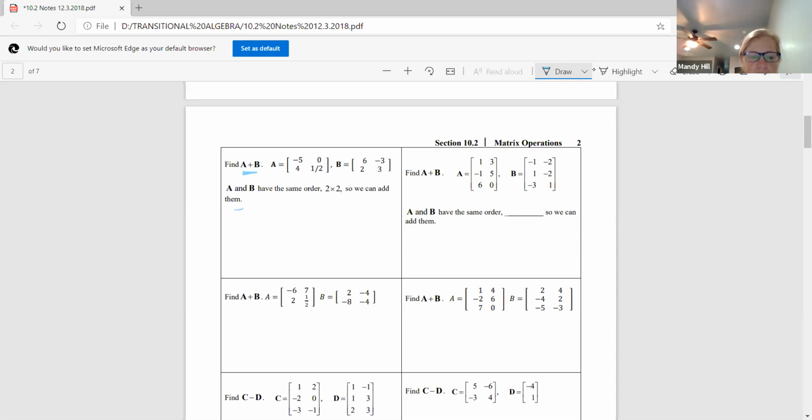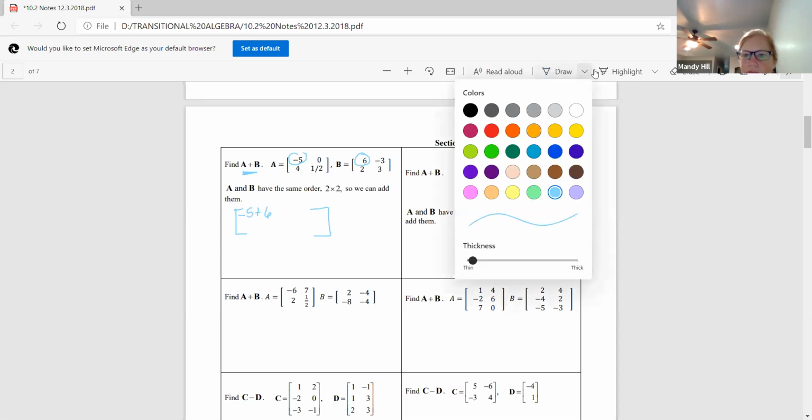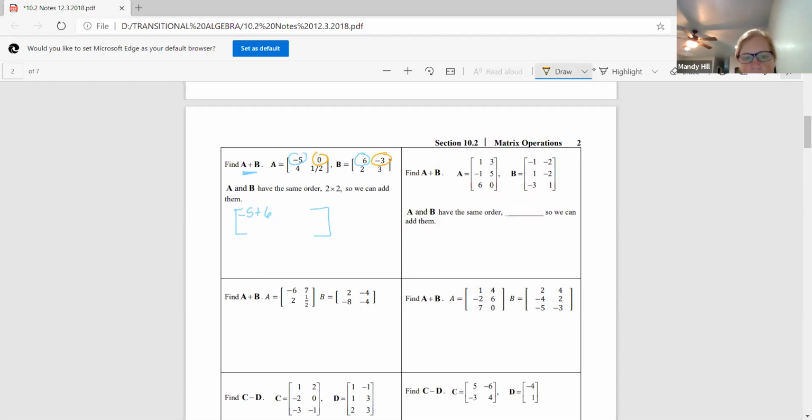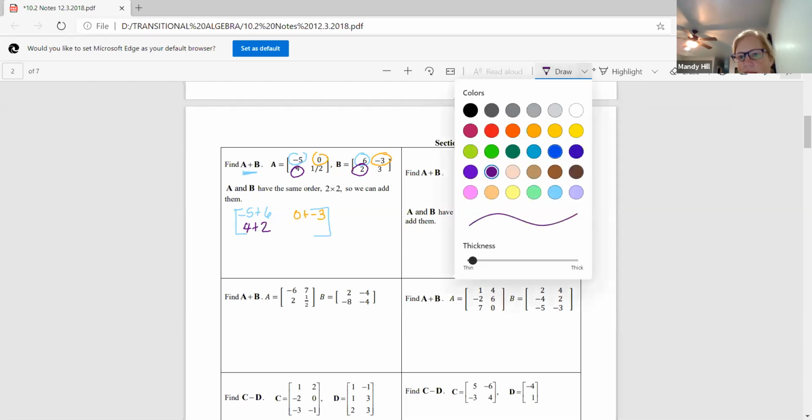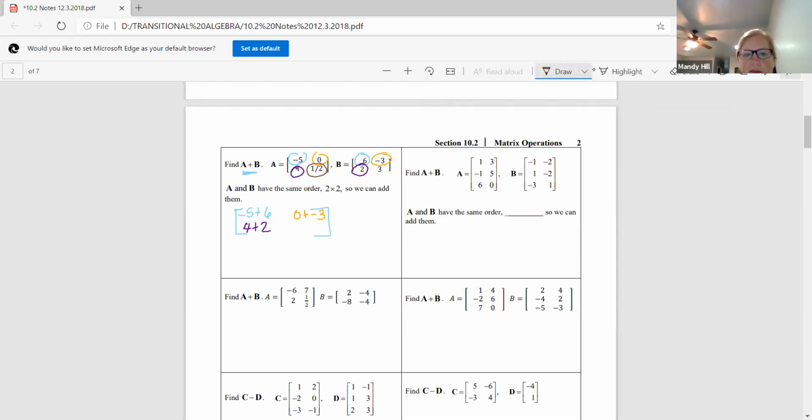So we would say, take our first row, first column, we would add those numbers. -5 plus 6, that's what would go there. Then we would go to the next thing, take our 0 and our -3, add those. Okay, we would keep moving. Go down here, we got a 4 and a 2. That would be in this position. And then lastly, we have a 1/2 and a 3, and we would want to put those two together.